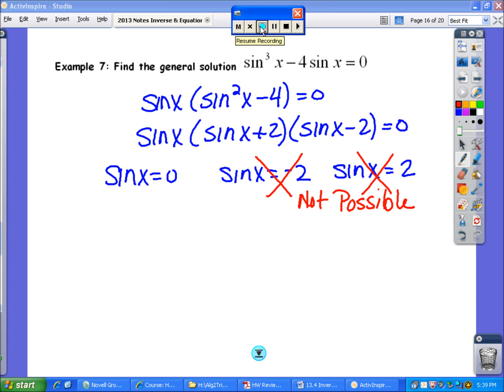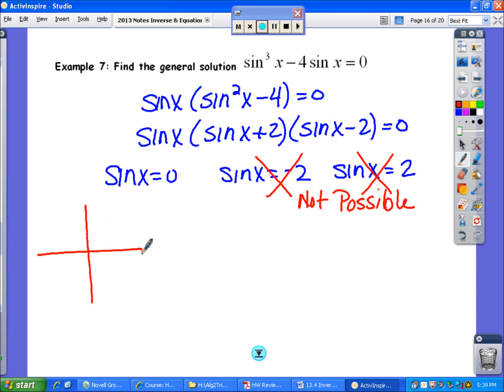Okay, so let's think about it. What do we got? Where is sine 0? So where are the y coordinates 0? So we're here, we have 1, 0, so at 0, and then over here at pi, we have negative 1, 0. So sine is 0 at both 0 degrees and pi.